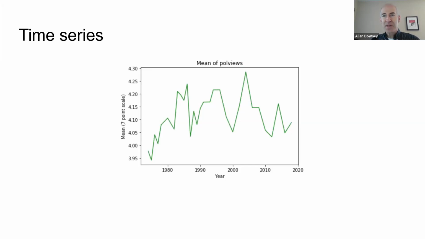So again, the responses were on a scale from 1 to 7, liberal to conservative. So higher values are more conservative. And it looks like there was some increase, especially in the early part of the survey. And then maybe since around 1990, it looks like it might have leveled off.